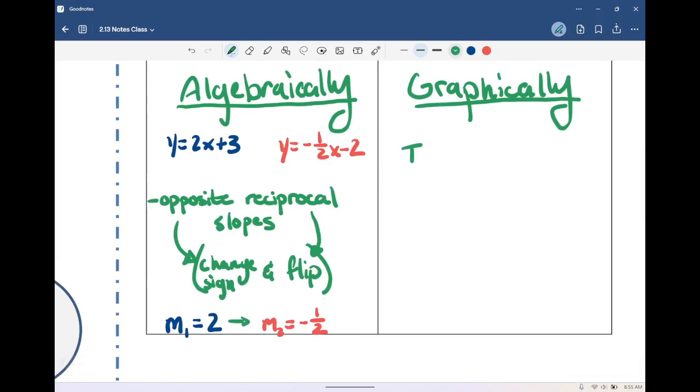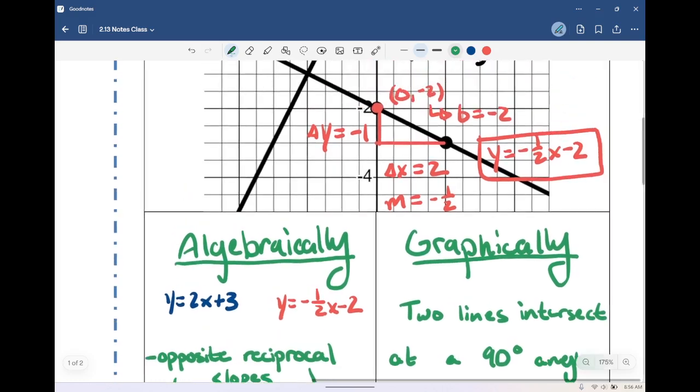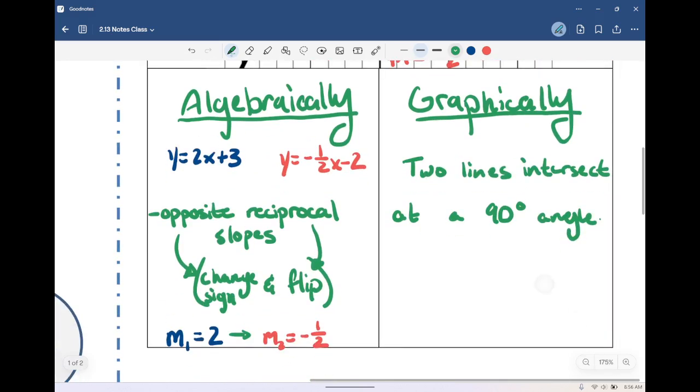And so graphically, you'll see 2 lines intersect at a 90-degree angle. To be perpendicular, it means quite literally you cross at a 90-degree angle. And so this is a 90-degree angle. In fact, all of them will be, but you essentially make a perfect T, or X, or however way it's rotated. That is a perfect 90-degree angle.